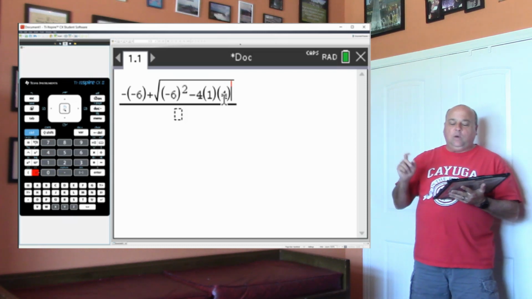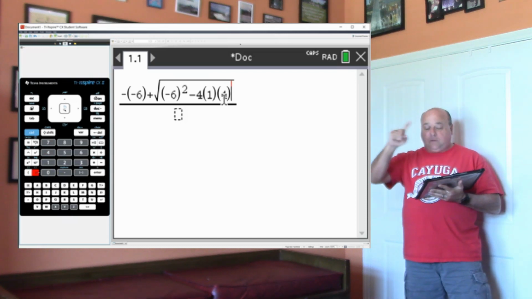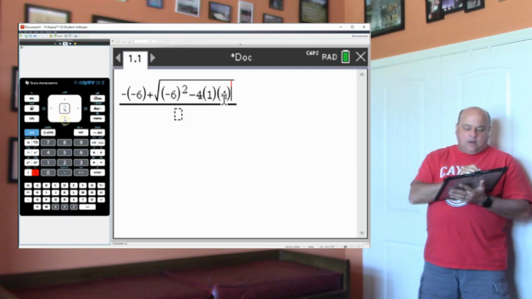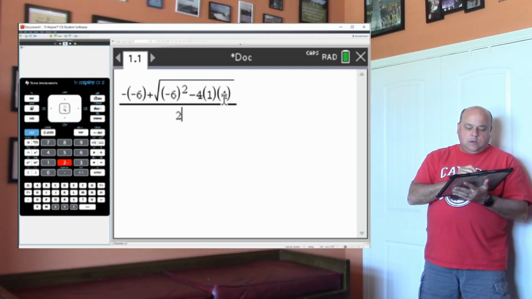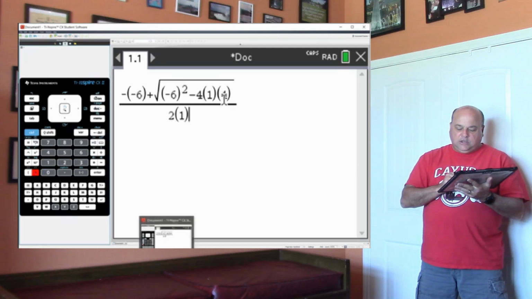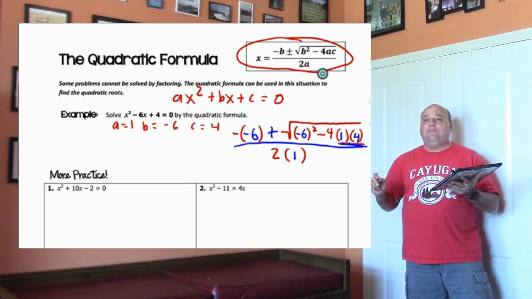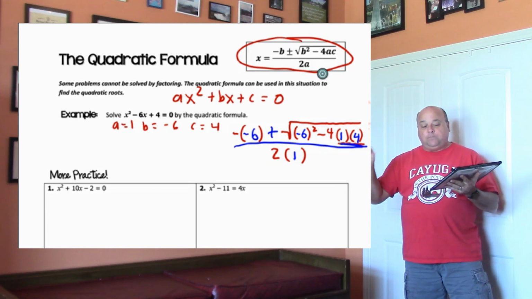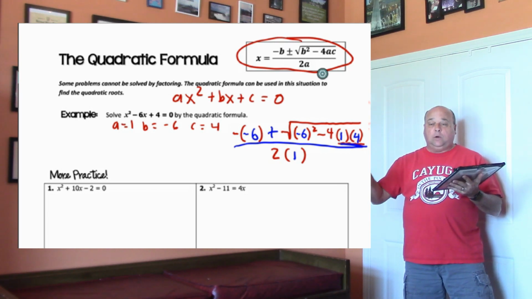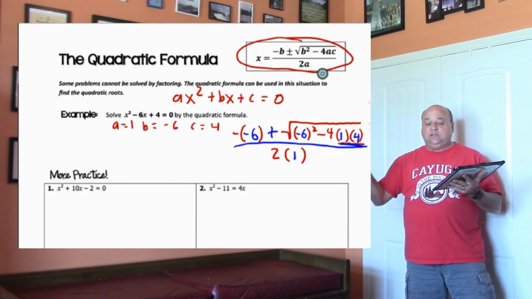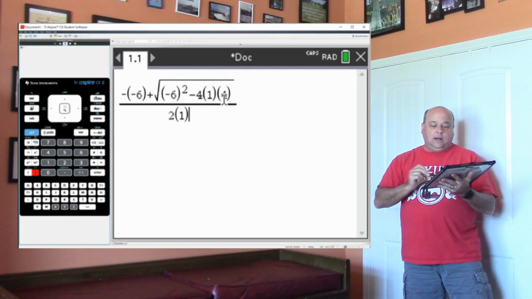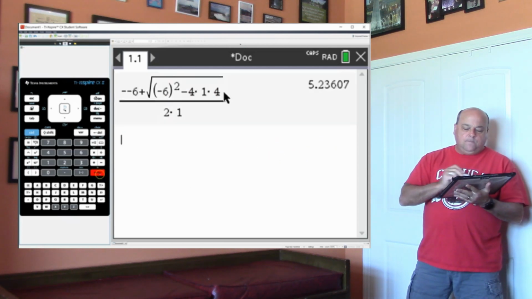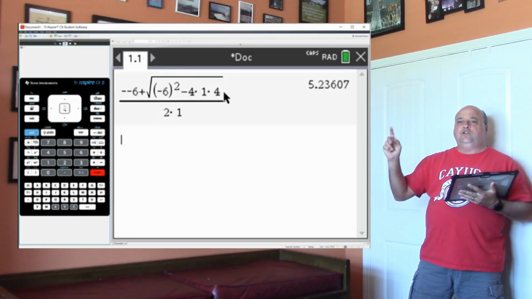Now I have what's in that top. That's what the top is, right? Hit the down button, and then the A was 2, so type in 2, parentheses, 1, close parentheses. So I have just duplicated what I have written down here, don't I? Negative parentheses, negative 6 plus the square root of negative 6 squared minus 4ac all over 2 times a, right? I have that in the calculator. Now hit enter. And I get 5.23.